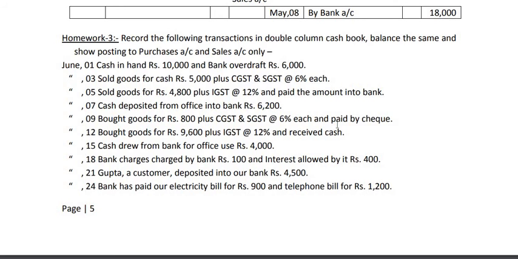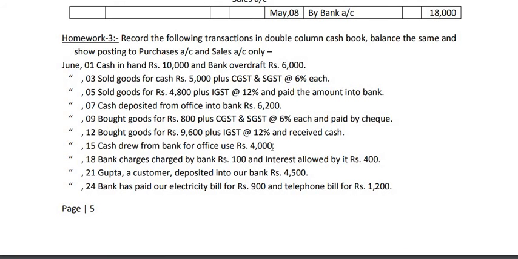Then bought goods for 9600 plus IGST 12%, received cash. Here we are paying cash, so we can write paid cash. Bought goods for 9600 plus IGST 12% and paid cash. It is misprinted here. It is to be paid cash, not received. So you make correction, paid cash. So this will come to the cash column, as by purchases and by input IGST, both will come in the cash column.